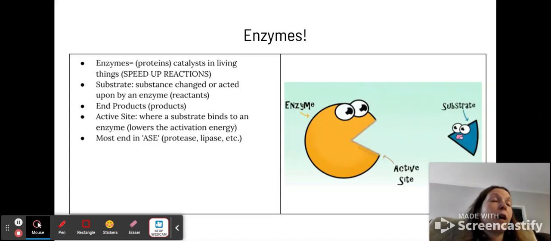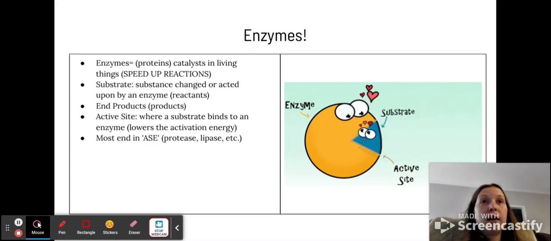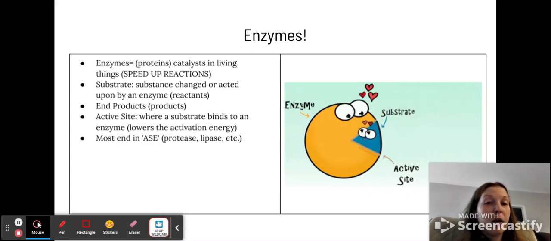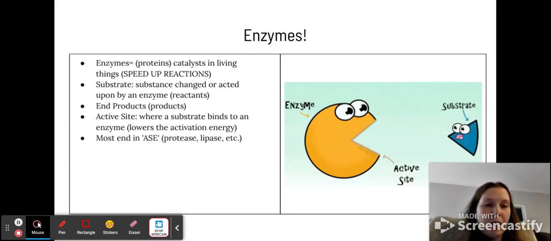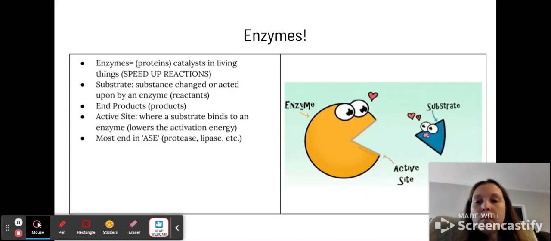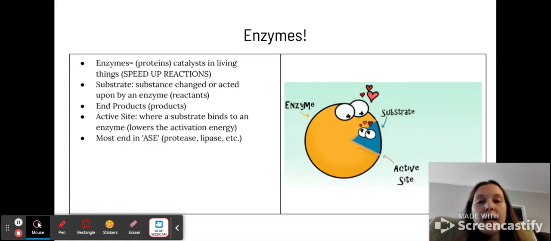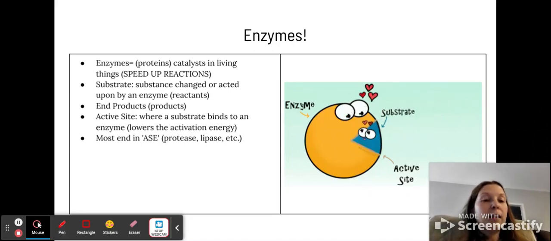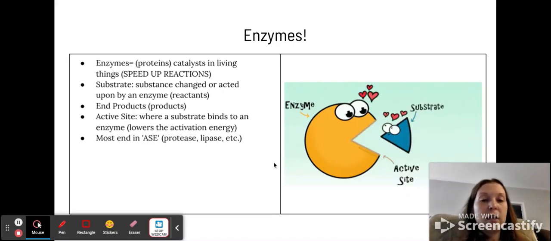And sometimes if you have overactive enzymes, you can add in inhibitors, which will lock into that active site and keep other substrates from being able to attach. All kinds of different things here. But the active site is where the reaction takes place. And then most of our names for enzymes end in the ACE ending. So protease, lipase, helicase, things like that. So those are enzymes.